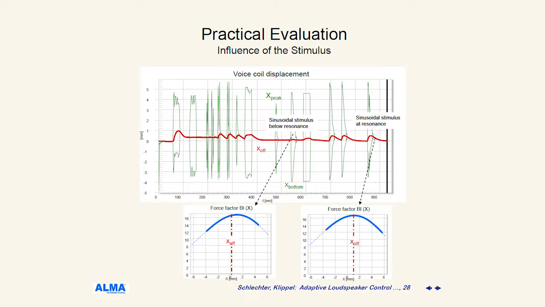That is because BL(x) will be multiplied by I, and they are 90 degrees out of phase, so there is no DC component generated. And the voice coil offset remains 0.